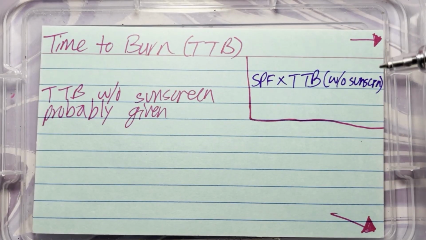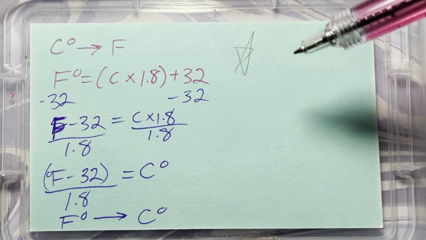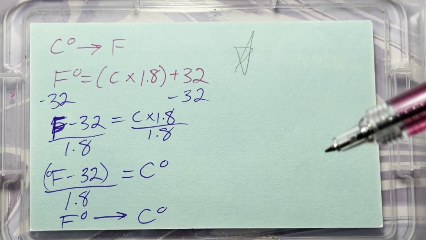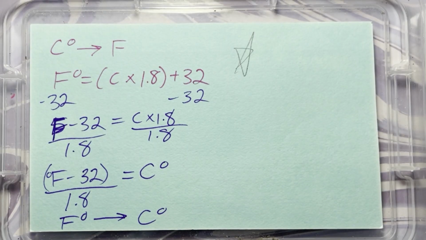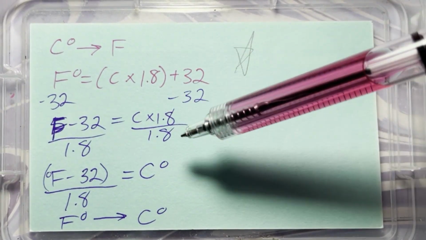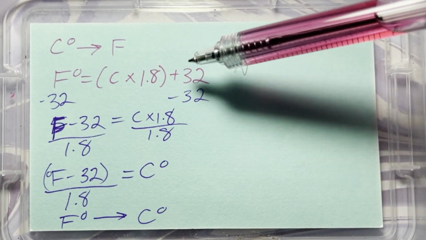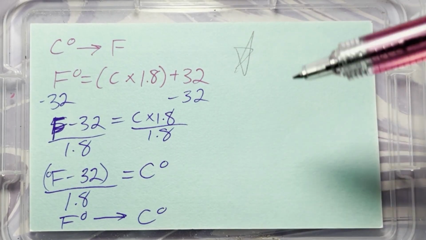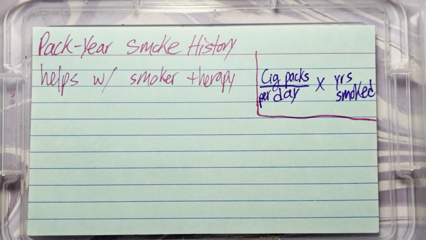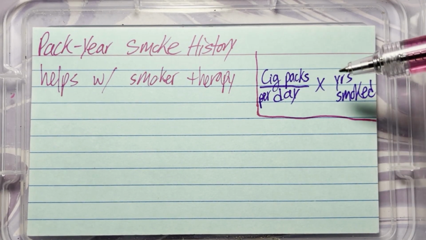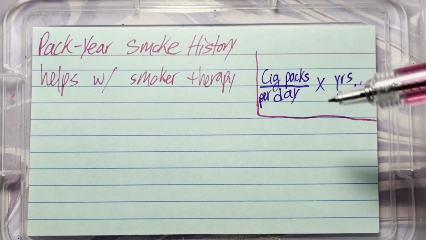Time to burn, super simple. SPF times the time to burn without sunscreen. Oh, I actually did write temperature already. I thought I needed to make a new card for it, but here it is if you want to know how to rearrange the equation. You can only memorize one of them, and then to figure out the other, just rearrange it. Pack-years smoking history, super easy. Packs of cigarettes per day times the years smoked.